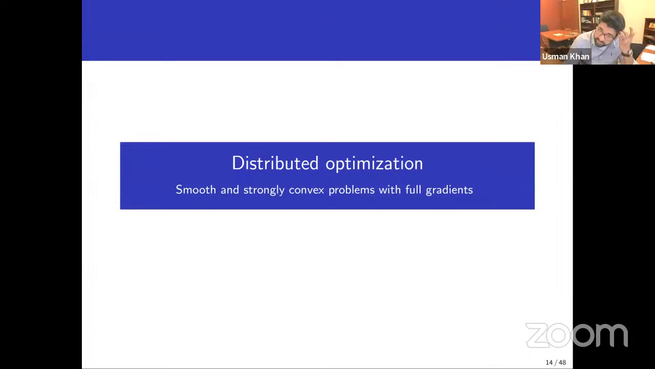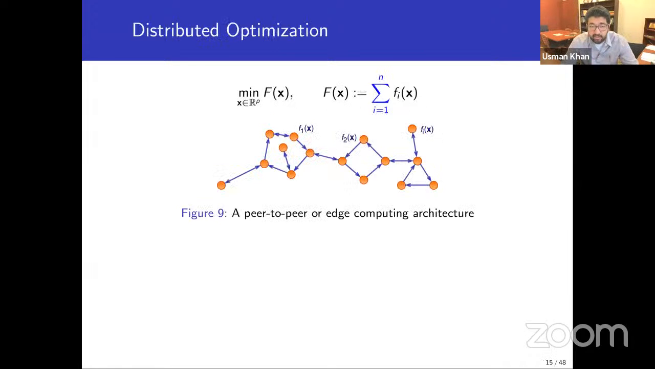So distributed optimization, smooth and strongly convex problems with full gradient. I'm currently restricting to a very small function class, which is smooth and strongly convex, so bounded above by a quadratic, bounded below by a quadratic, and a convex function. And I'm using full gradient, which means there is no stochastic randomness. If the function is f, I have its gradient, gradient of f.